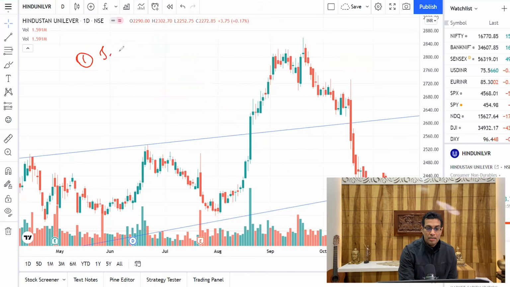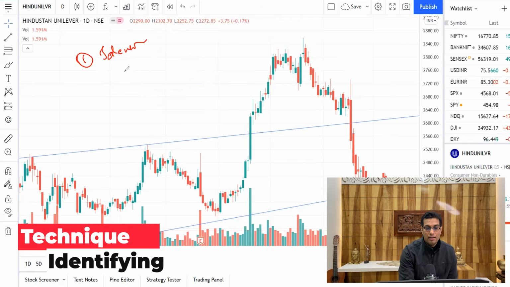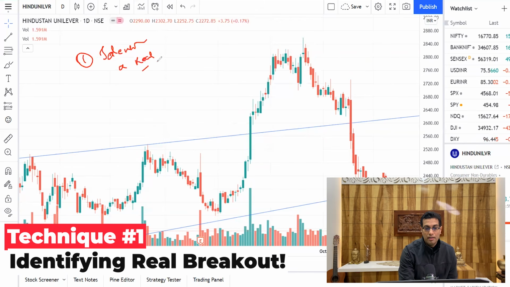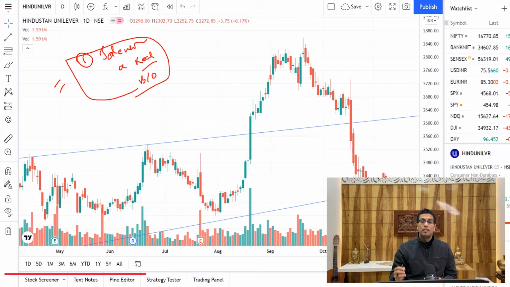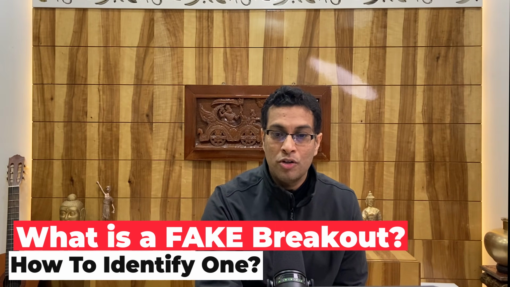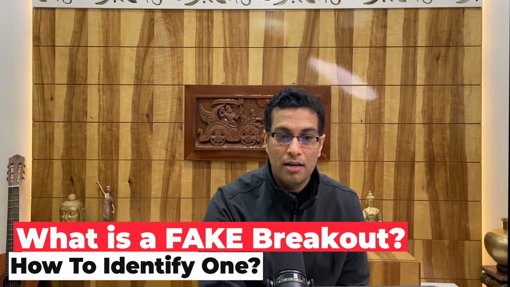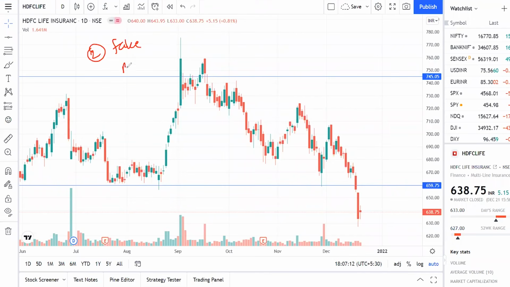Now this technique is called identifying a real breakout, right? This is what traders try to do all the time and this is how they make money. Now you would say, Akshat, okay, great, you have explained what a real breakout is. Can you also explain very quickly what a fake breakout is? Because I don't want to get trapped. So can you explain a little bit about fake breakouts?